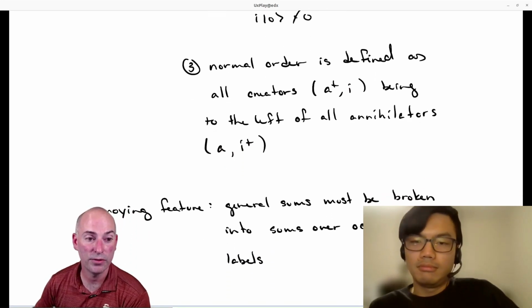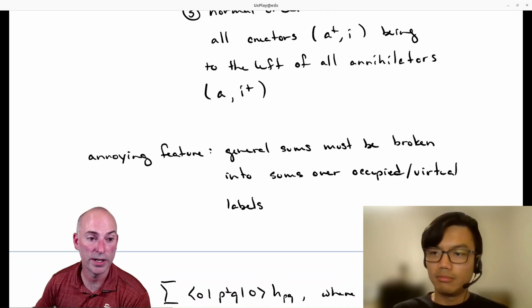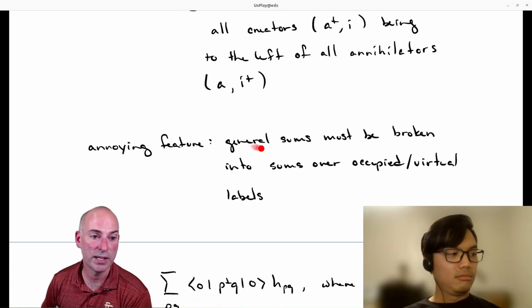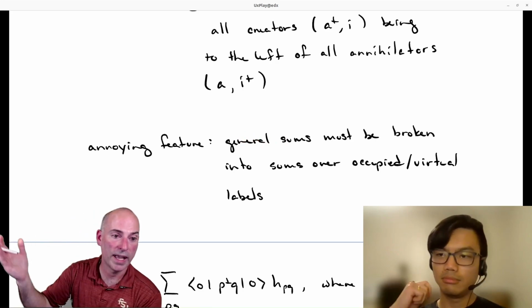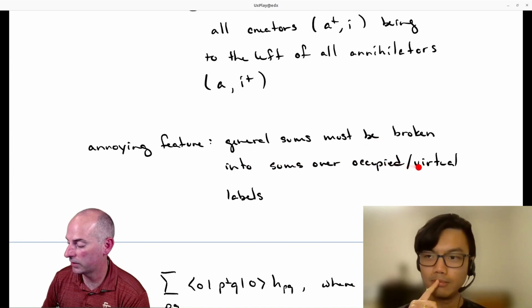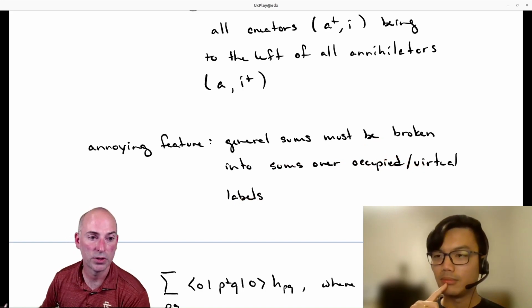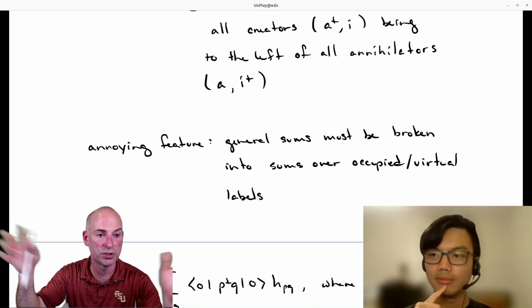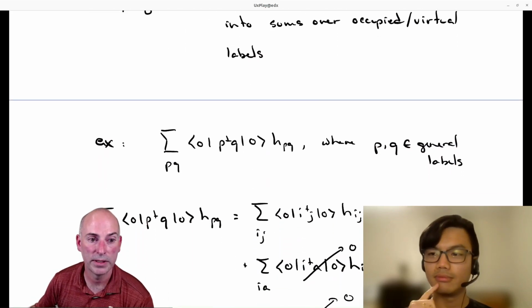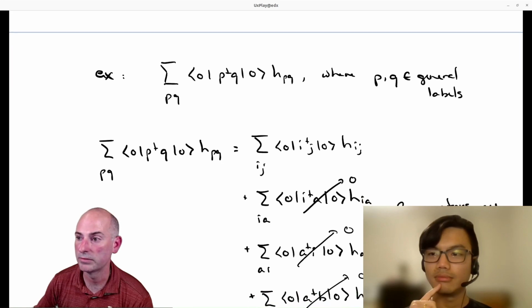There's a very annoying feature here, especially when you're trying to write a code to do this. Any sum that has general labels has to be broken into sums of occupied and virtual labels. So the Hamiltonian, you have to break it up into a bunch of different terms. But once you do that, then you can evaluate integrals in a very simple way.